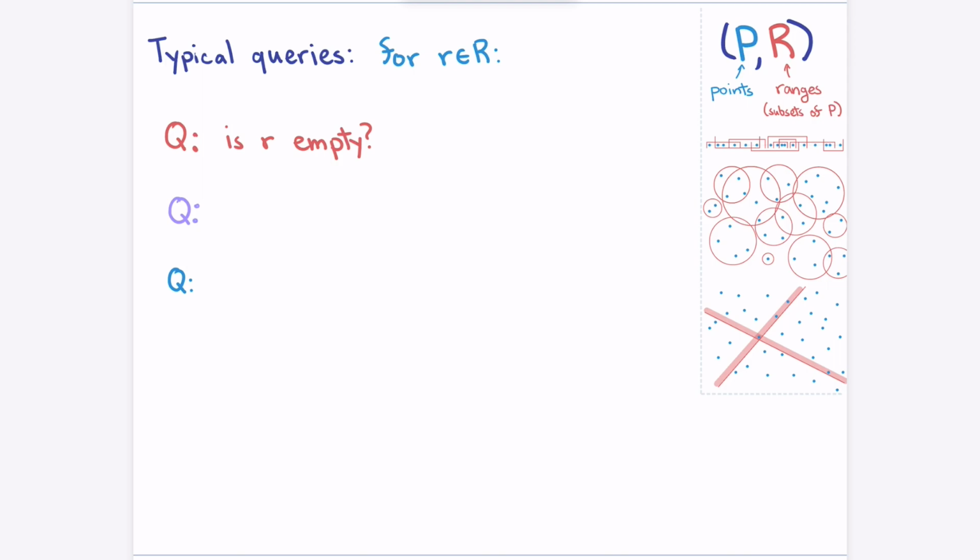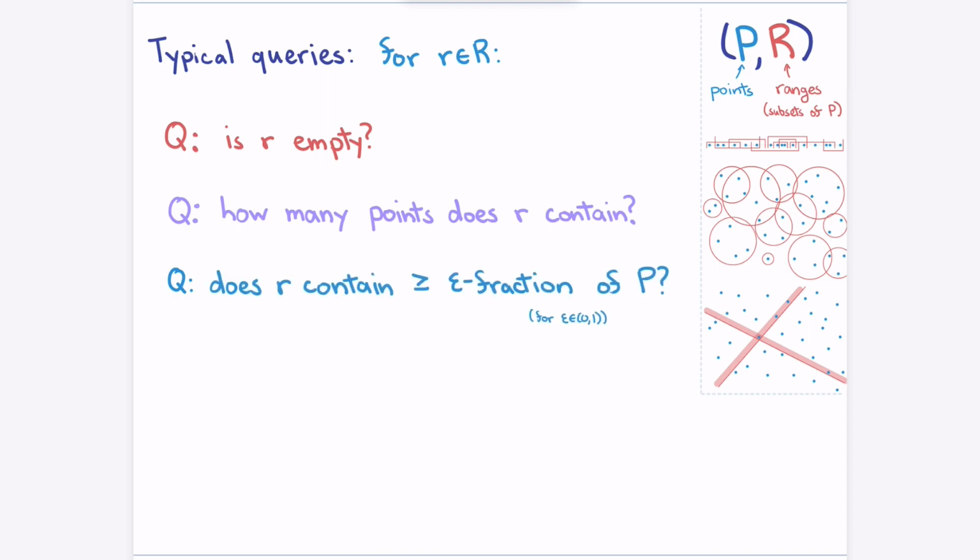You have some point set and then you have a disk in the plane and you say, are there any points in this disk? Is it empty? That's a natural query. Another query that comes up is how many points does it contain? That will also come up often. Can you list the points that are in it? And another one is sort of like a heavy hitter question: does this disk contain at least 5% of all the points? What are the heavy disks? So these are typical questions that you might want to ask.